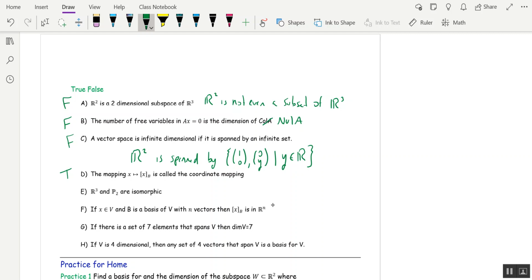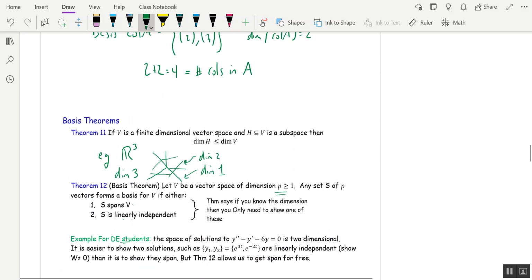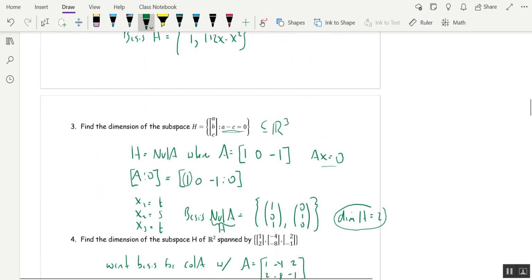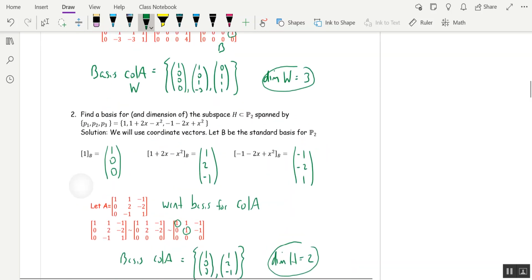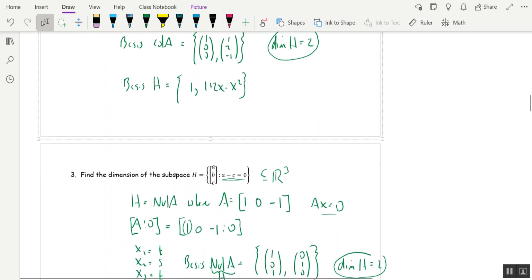R3 and P2 are isomorphic. That's true. P2 is isomorphic to R. You add 1 to this number to get the R that it's isomorphic to. And the isomorphism is defined by taking a polynomial and sending it to its coordinate vector, just like we did in this example on page, I don't know what page it was, maybe page 2. We sent polynomials to their coordinate vectors in R3.